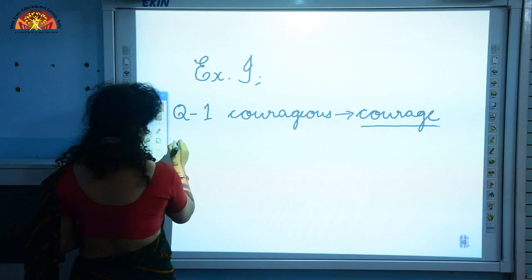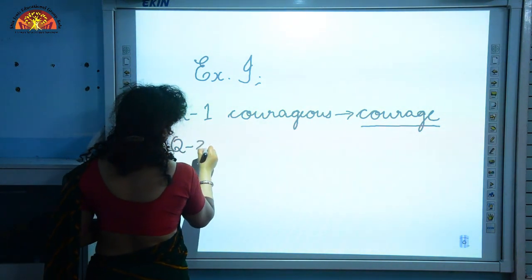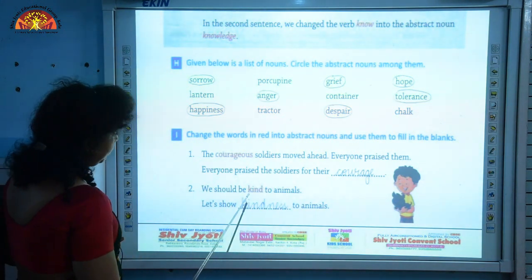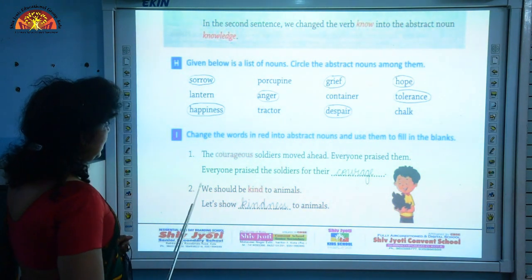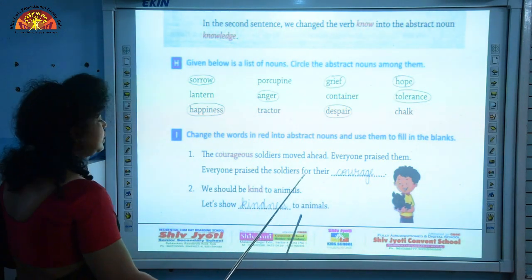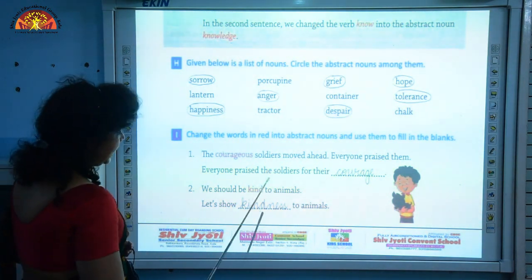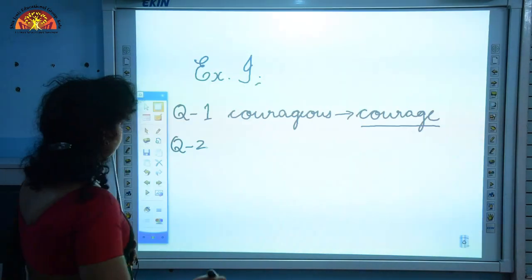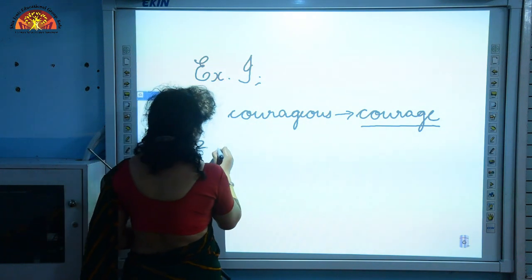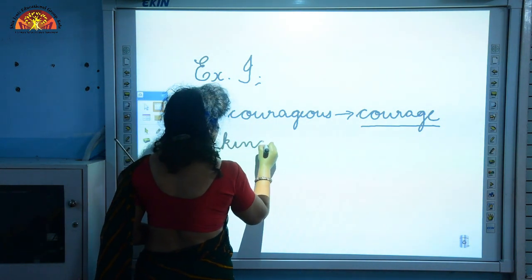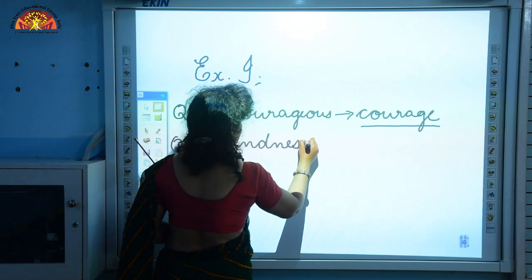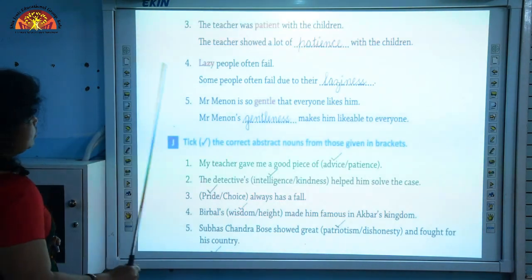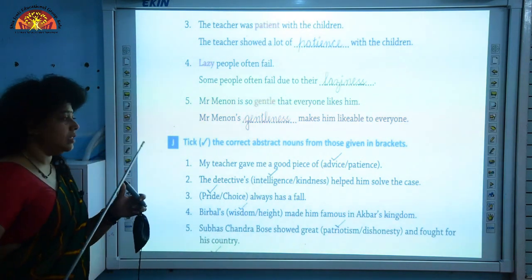Now let's come to question 2. We should be kind to animals. So we have to replace the word kind here. Let's show kindness to animals. So kind gets replaced by the abstract noun kindness. So what would be the answer of question 2? It would be kindness. Okay, the answer is kindness. So children, I want you to do the rest of the exercise in the same way.